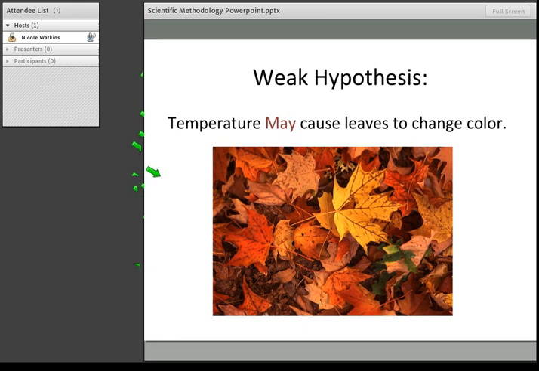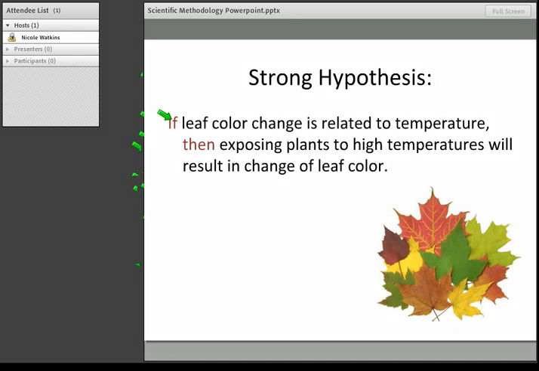So let's talk about what I meant by a weak hypothesis. Here's one here. Temperature may cause leaves to change color. It is this single word here, may, that causes this hypothesis to be considered weak. When you are formulating your hypothesis, you want to stay away from words like may. You want to try to be more definite in what you feel or what you believe. So you would say temperatures do cause leaves to change color, or you would say temperatures do not cause leaves to change color. Here is a strong way to write this hypothesis.